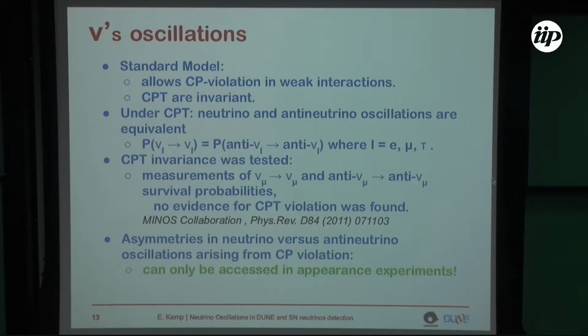So, one interesting thing concerning the CP violation is that the standard model in the weak interactions allows CP violation, but it is CPT invariant. So under CPT transformation, neutrino and antineutrino oscillations are equivalent. And this was tested by the MINOS collaboration, and there was no evidence for CPT violation. So this is very important, because this means that asymmetries in neutrino versus antineutrino oscillations just come from CP violation. And this can only be assessed by appearance experiments.